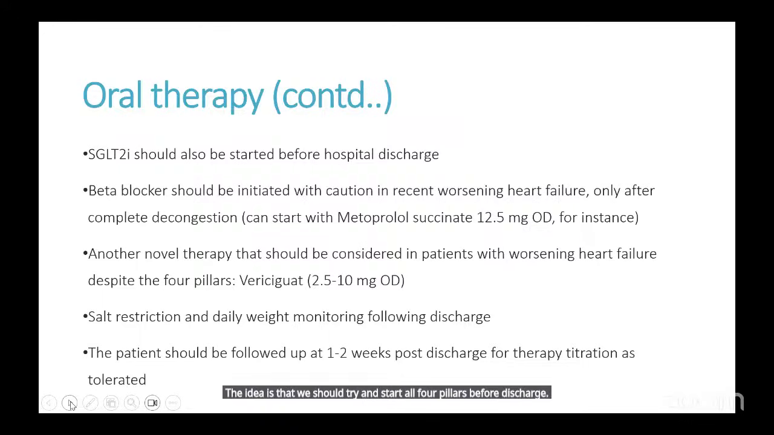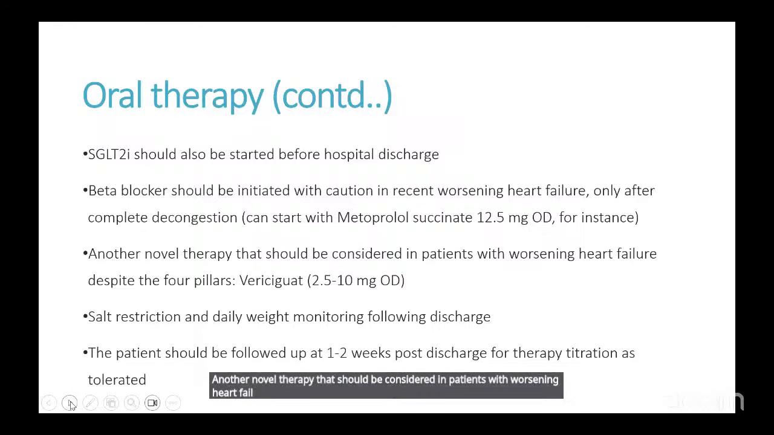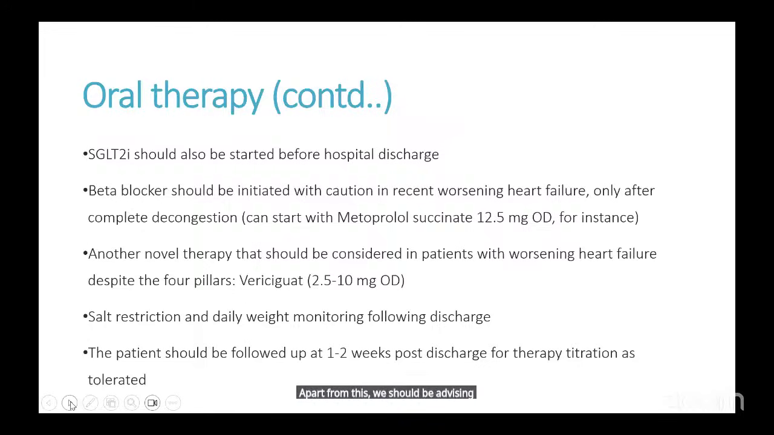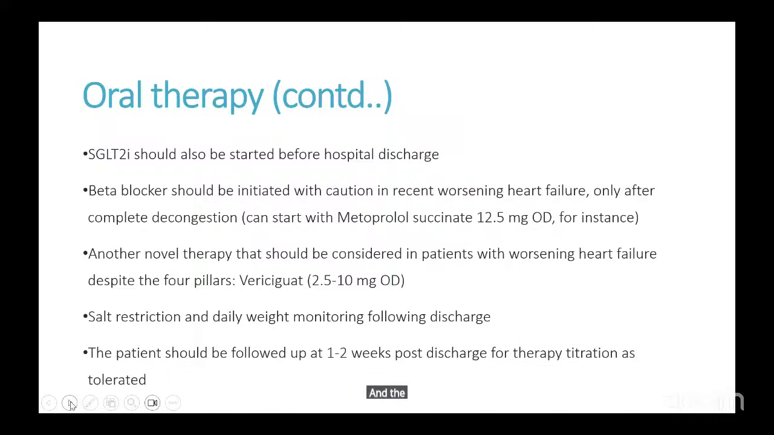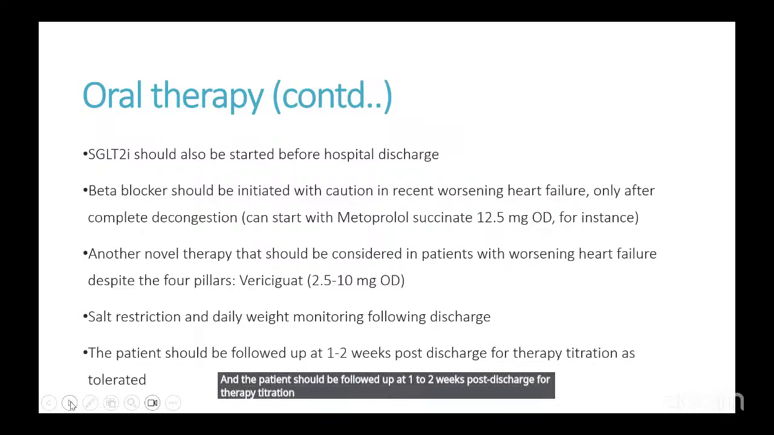Another novel therapy that should be considered in patients with worsening heart failure, despite the 4 pillars, is vericiguat, which can be started at 2.5 once a day and can be increased up to 10 mg once a day. Apart from this, we should be advising salt restriction and daily weight monitoring following discharge. And the patient should be followed up at 1 to 2 weeks post-discharge for therapy titration as tolerated.